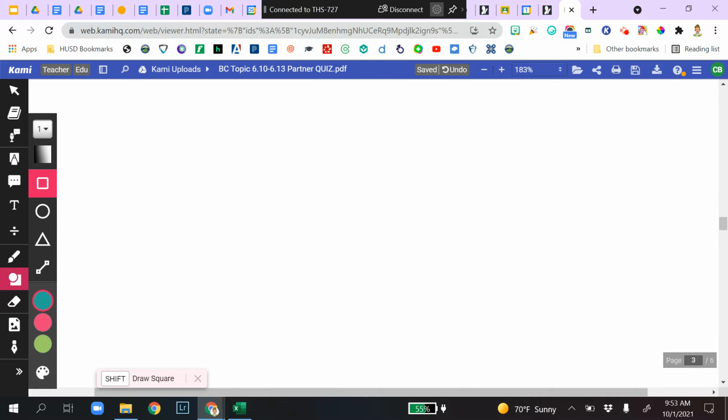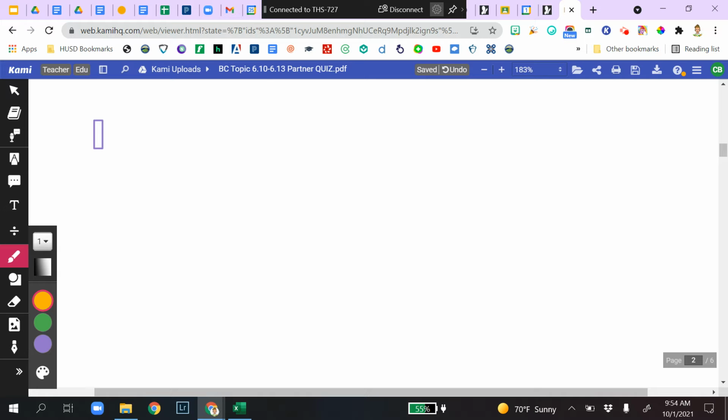So let me find just a blank spot. That one's kind of blank. I've got to have something darker. There we go. Okay, so we've got, what am I doing? That's a drawing tool. All right. Let's see if it'll erase that.